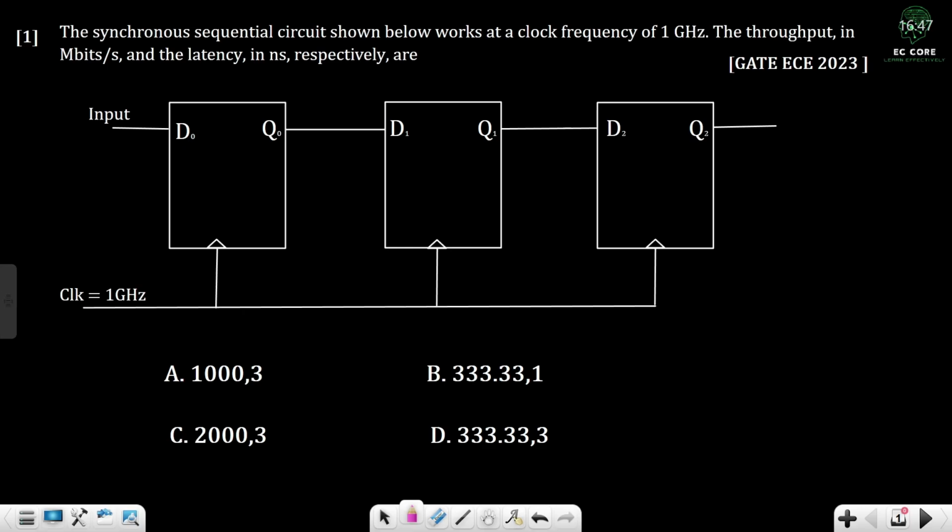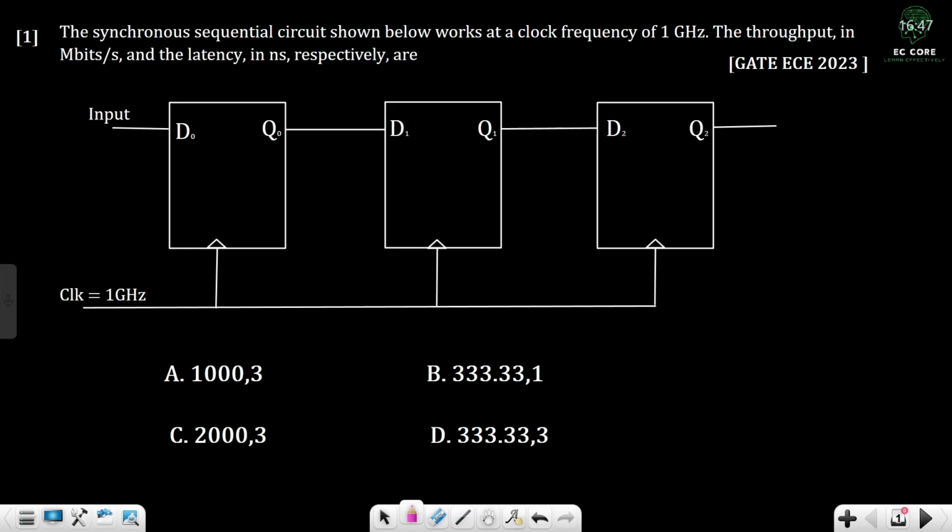So today we are going to start with digital electronics, and here are some questions. The first question is, I'm taking these questions randomly, not topic-wise, so that it will help you prepare for the GATE exam. And this question was asked in GATE 2023.